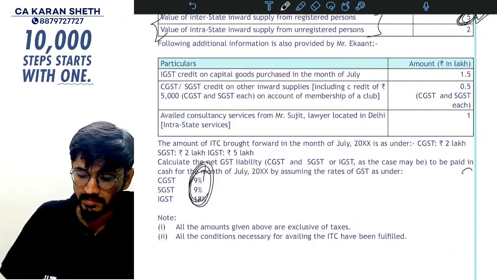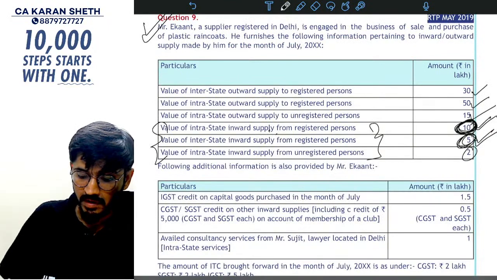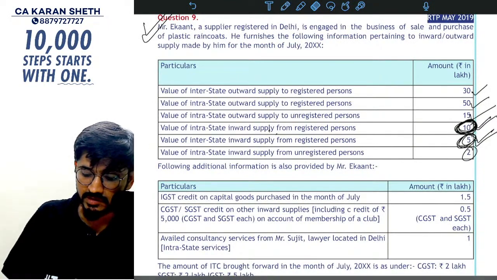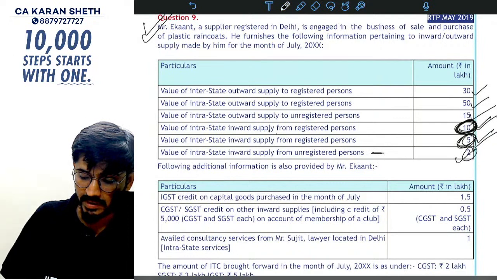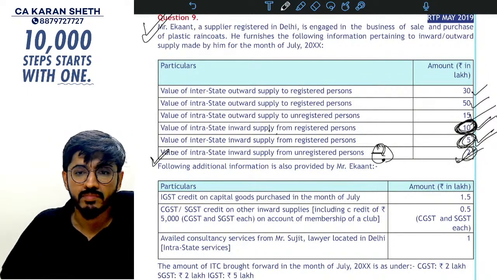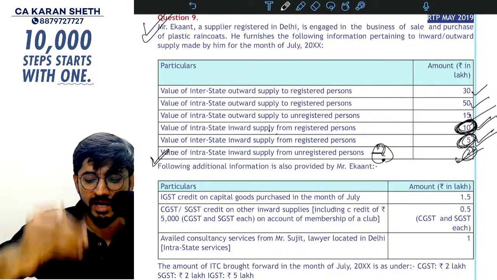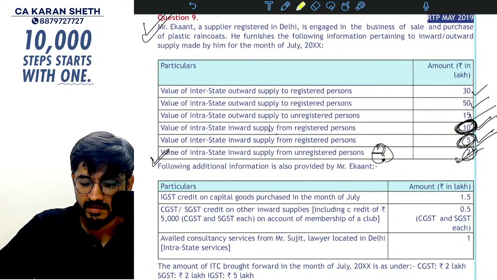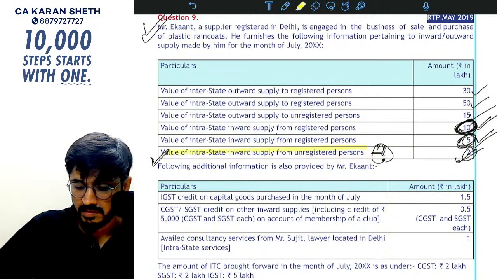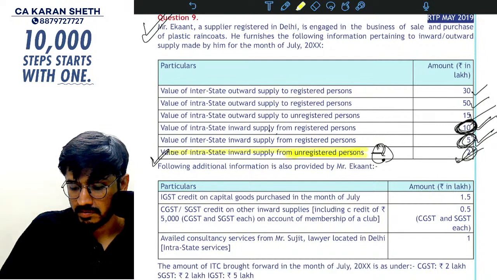नेक्स्ट, I want answer for this one guys. इसका ट्रीटमेंट क्या होगा? What will be the treatment for the last one? Tell me. What will be the treatment for value of intrastate inward supply from unregistered person? 2 lakhs.